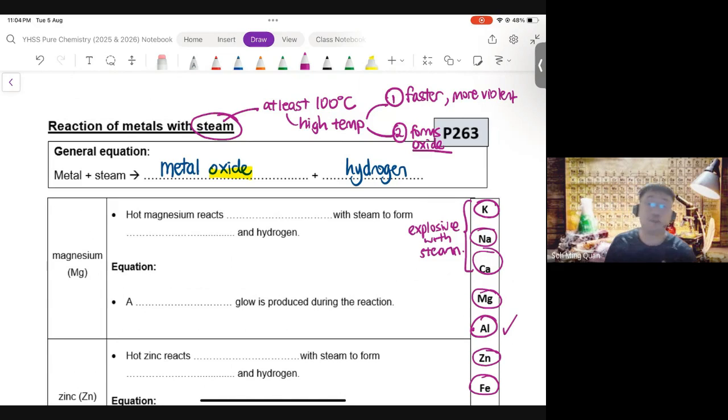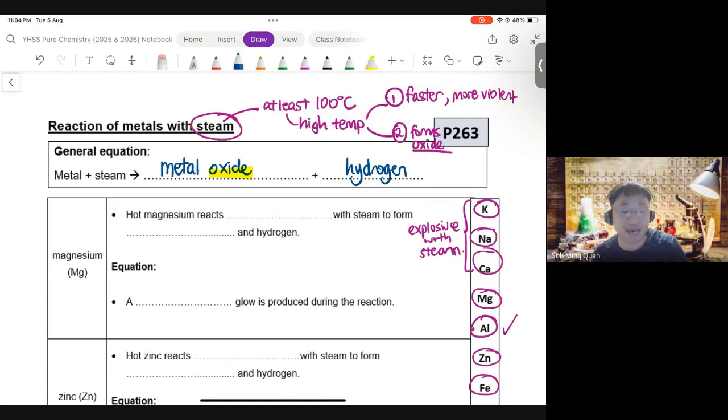And because it's explosive, it's not safe to carry out in the laboratory. And therefore, we do not usually react sodium metal with steam. Even though it will react to form sodium oxide and hydrogen, we don't do it. It's unsafe, it's explosive. Okay, so we shall begin our study of metal and steam reaction with just magnesium.